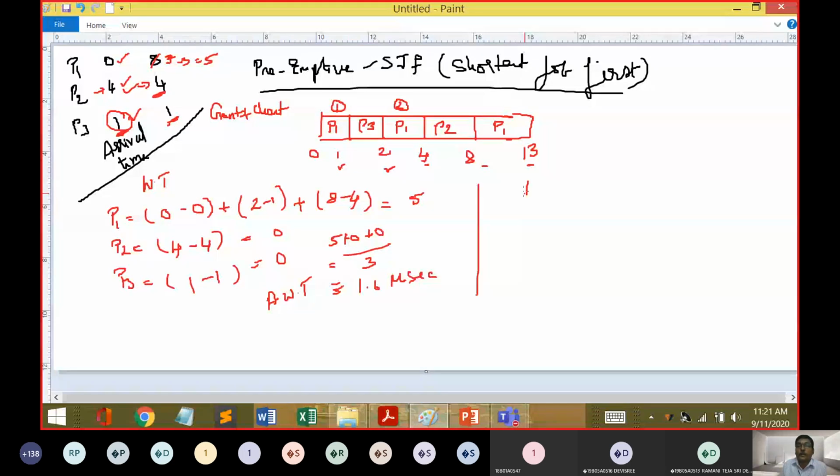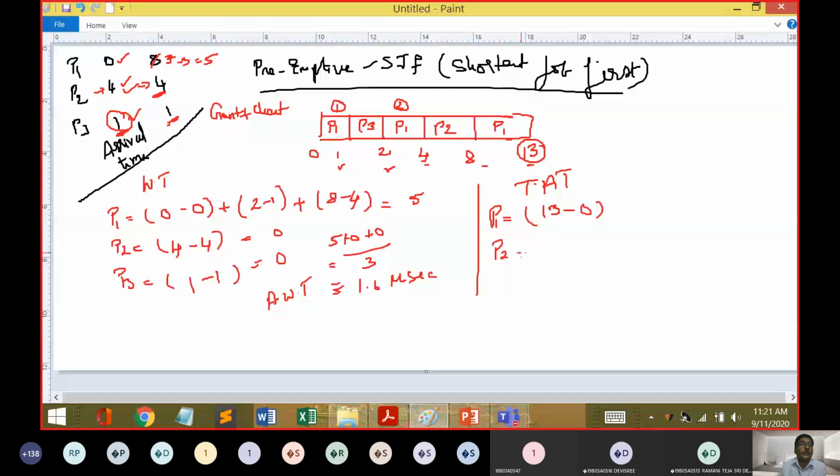Next we are going to work on turnaround time. For P1, P1 arrived at 0 and completed its job at 13. The difference between submission and conclusion: P1 concluded at 13 and was submitted at 0. The total difference we call the turnaround time.